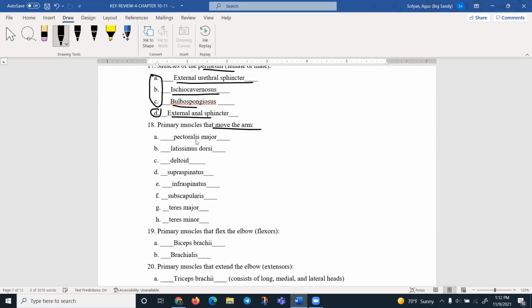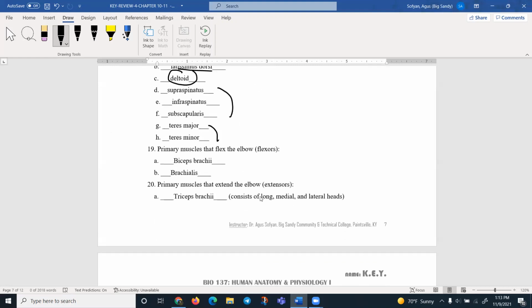Muscles that move the arms: pectoralis major in the front, latissimus dorsi on the back, deltoid, shoulder, supra, infra, and subscapularis is on the side. Teres major also on the side.